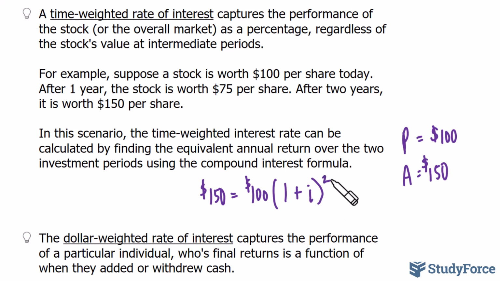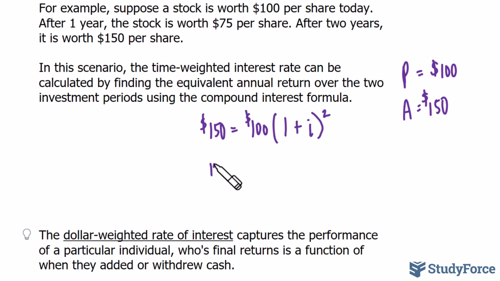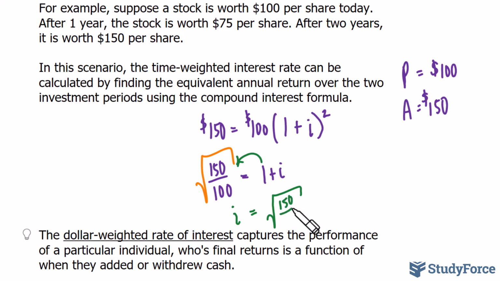If we solve for I algebraically, we'll have 150 divided by 100 is equal to (1 plus I) raised to the power of 2. We square root both sides. That eliminates the square and the square root. And then we bring the 1 over to this side and we find out our value of I. So we have I is equal to the square root of 150 over 100, take away 1.